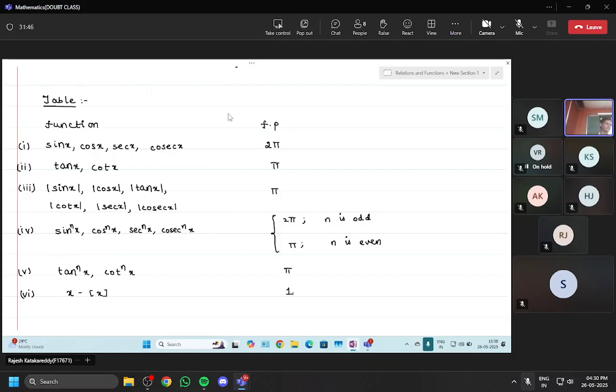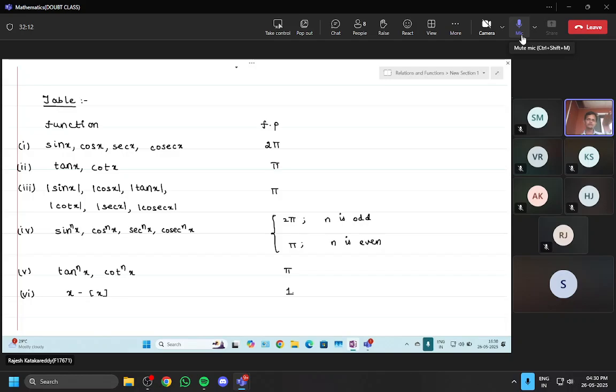Clear? If you see the sine graph, 0 to 2 pi one cycle it will be there. After 2 pi to 4 pi, another cycle, and so on it will go. Clear? Tan, if you see the graph, minus pi by 2 to plus pi by 2, there is a cycle. Right, pi by 2 to 3 pi by 2, there is another cycle. And so on, the cycles will repeat. Right? Any doubts in this?